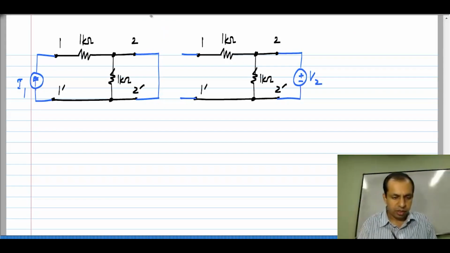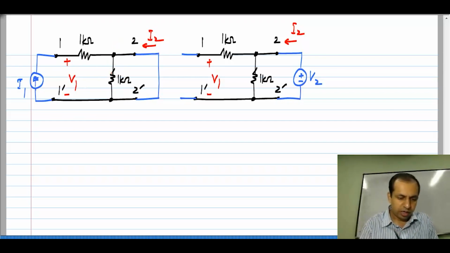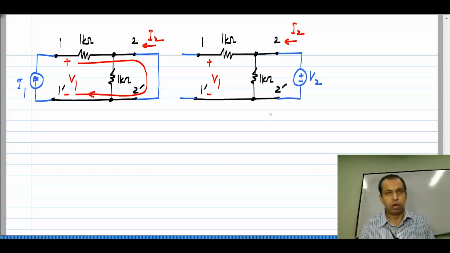So, now what I need to evaluate in this are I 2 in this direction and V 1, the same for both circuits, I 2 and V 1. So, let us take the first circuit over here. This short circuit across port 2 is shorting out this 1 kilo ohm resistor. So, no current flows through this 1 kilo ohm, and all of I 1 flows in that direction.